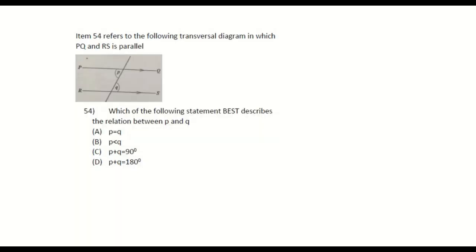So yeah. This one here, which of the following best describes P and Q? Because they are the interior of those Z or alternate angles. Yeah, alternate angles. We know that P is equal to Q.